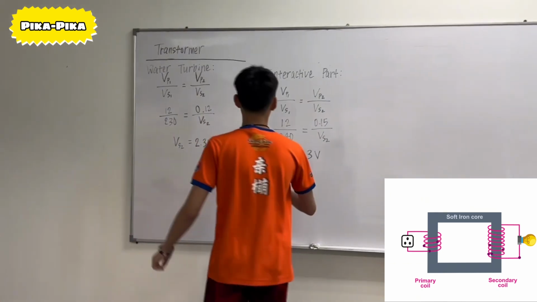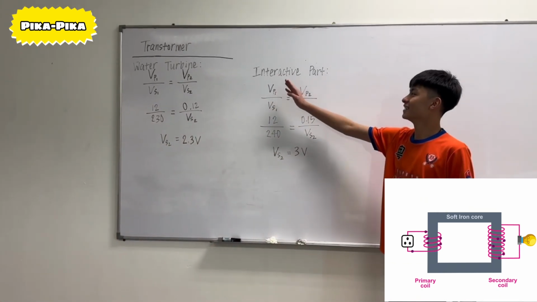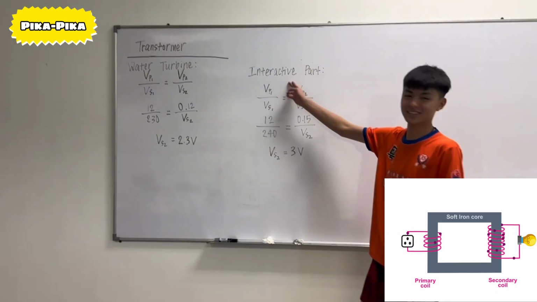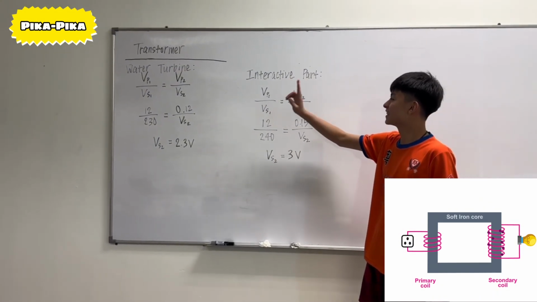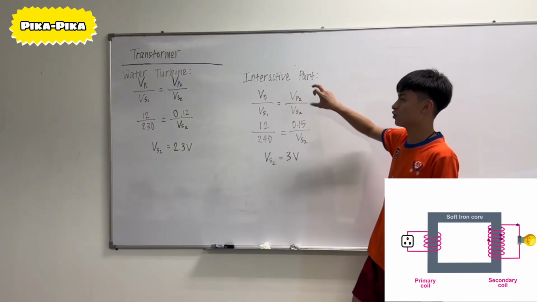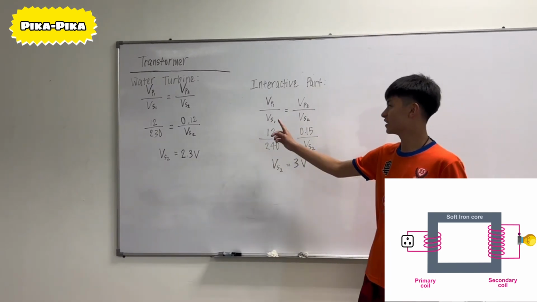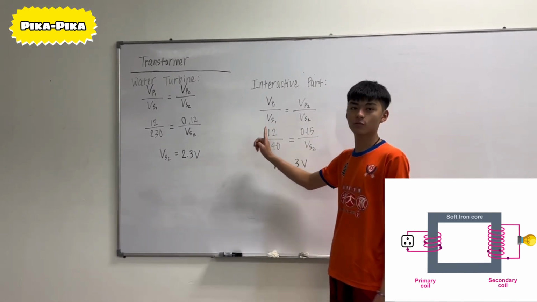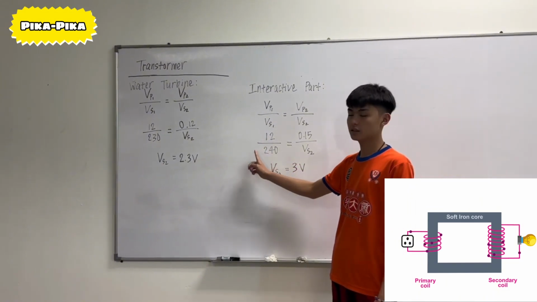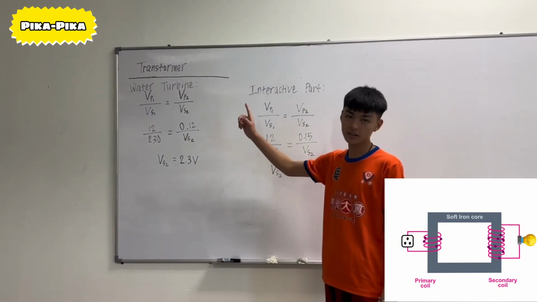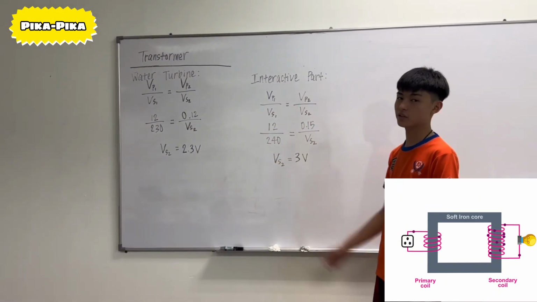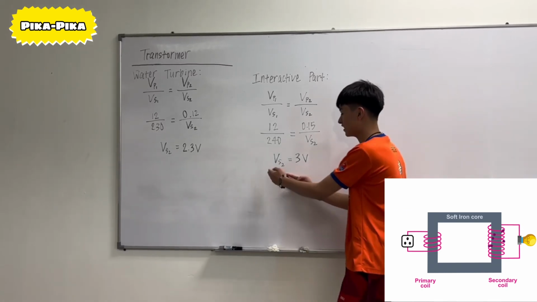Now we move on to our interactive part. We use the same concept as the water turbine. The only difference is this one, because the step-up ratio is different, as we use a different transformer. So we will get this answer.